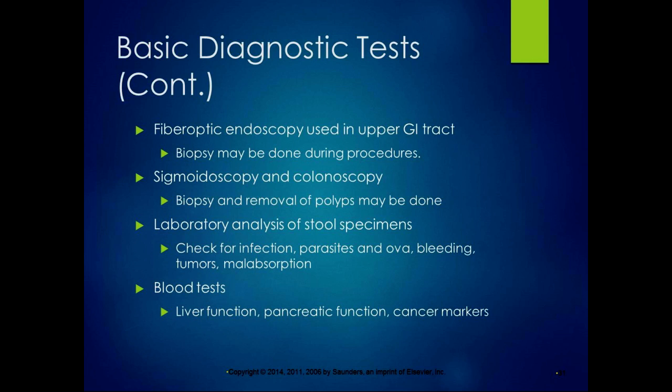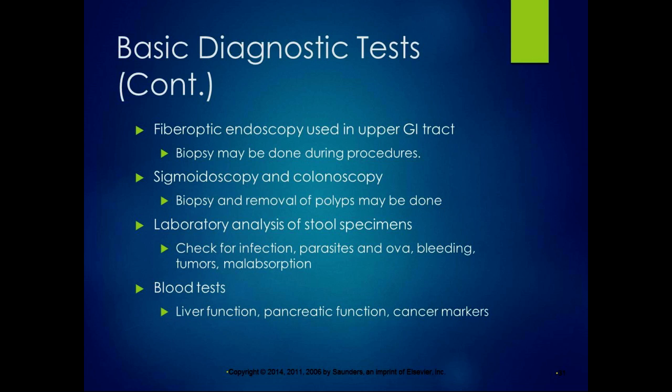Fiber optic endoscopy is used in the upper GI tract, and basically they put the scope down your throat and they look and see what's going on. They can do a biopsy during endoscopy procedures. Sometimes people have strictures in the esophagus, and the endoscopy is both the diagnosis and the cure. By sticking the endoscope in their esophagus, it actually opens up the stricture. Depending on what's causing it, though, it might not solve the problem.